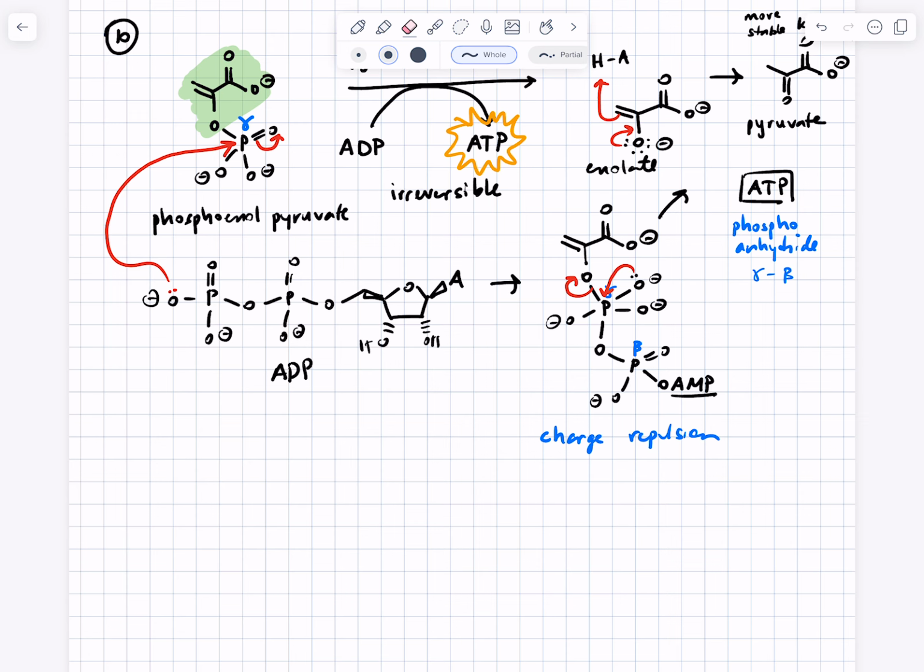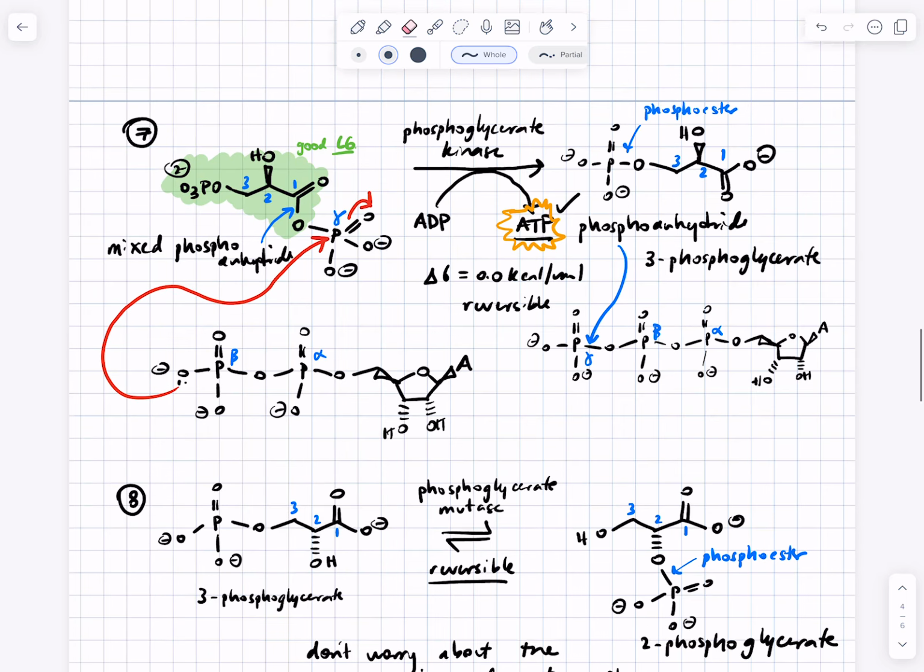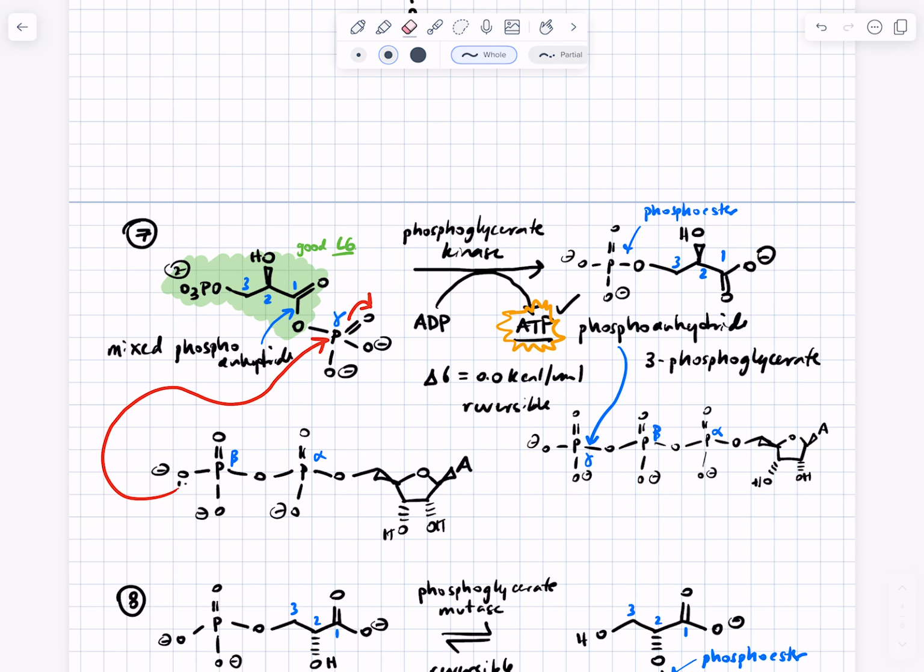Okay, others? Yes? In step 7, the reaction is reversible. What's the difference between step 7 and step 10? I mean, two things. First, step 7 is the one that repays our ATP debt. The reason step 7 is reversible is because the bonds broken versus the bonds formed are similar in stability.